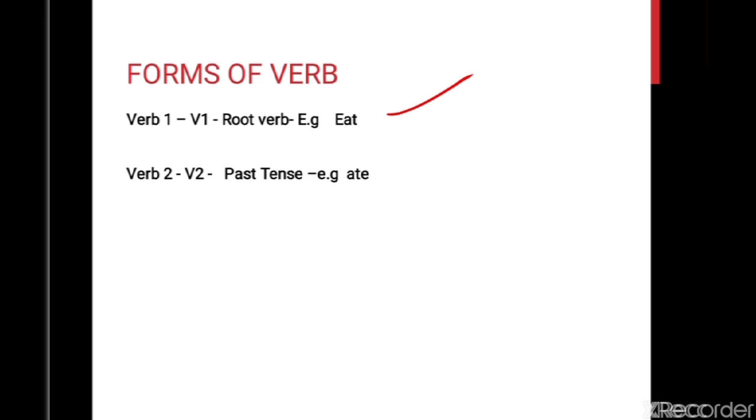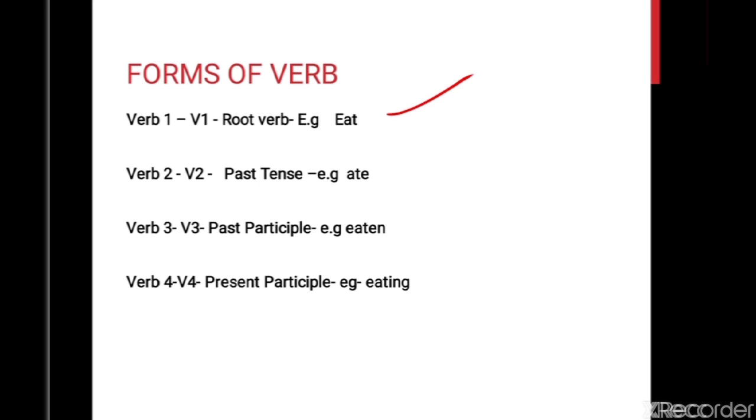Now forms of verb. So here I have taken the word eat, and it is a root verb. So it is called verb 1 form or V1 form. Now the past tense of eat is ate, A-T-E. So the past tense form is called verb 2 form or V2 form. If we use the past participle form of eat, we use the word eaten, E-A-T-E-N. So that is called verb 3 form or V3 form.